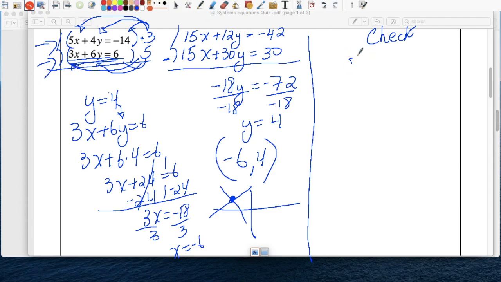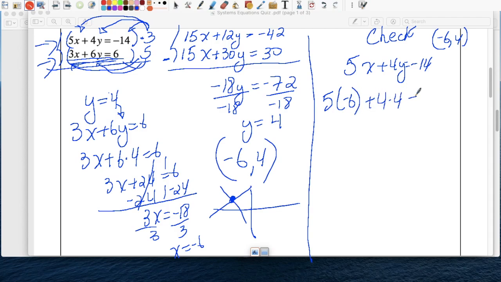So the first equation, 5x plus 4y equals negative 14. So I'm going to use the point negative 6, 4. So it's 5 times negative 6 plus 4 times 4 equals negative 14. 5 times negative 6 is negative 30. 4 times 4 is 16. Does both sides equal negative 14? Yes, it does. So this point worked for equation 1. So this one is good.